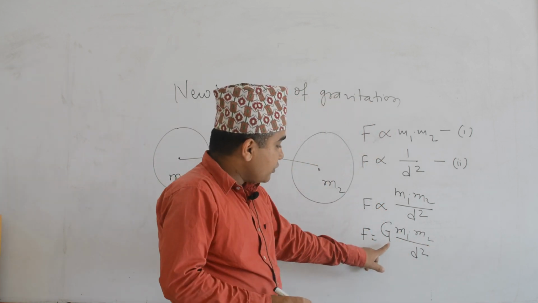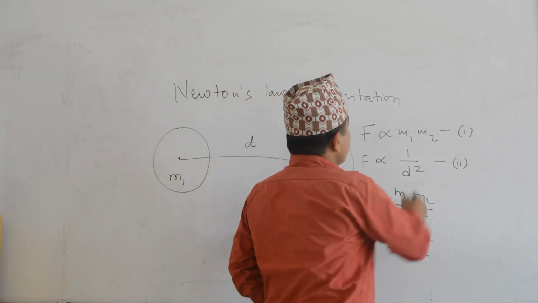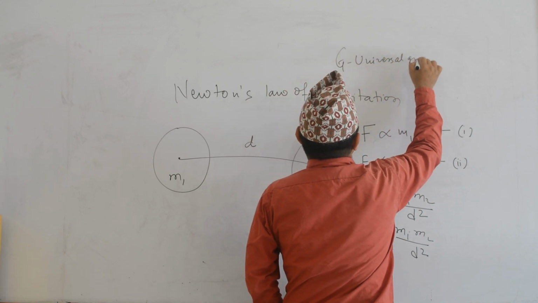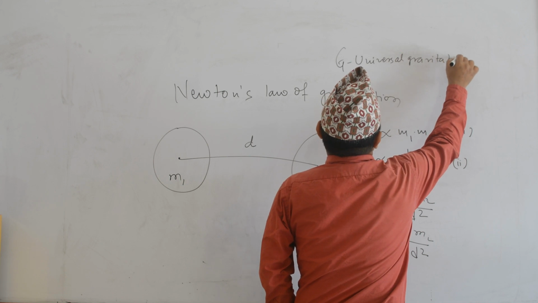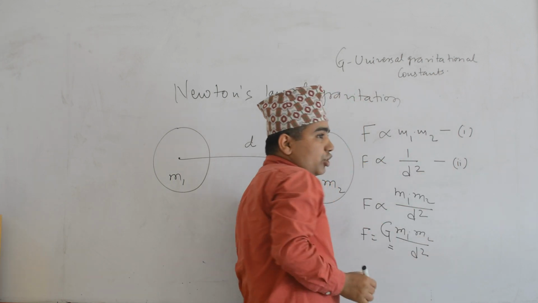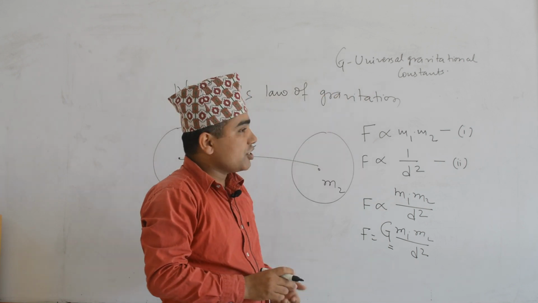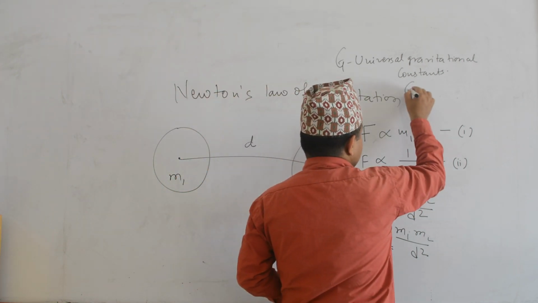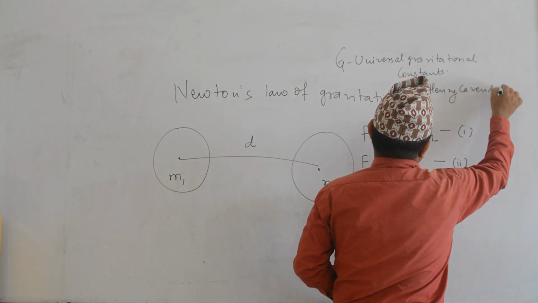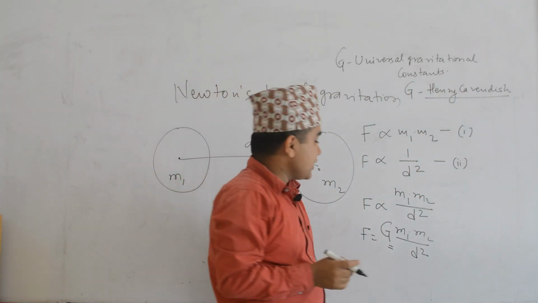So what is the value of capital G? This capital G is called the universal gravitational constant. Sir Isaac Newton was not able to calculate the value of capital G. Instead, the value of capital G was calculated by Henry Cavendish. Henry Cavendish is the same person who discovered hydrogen gas.